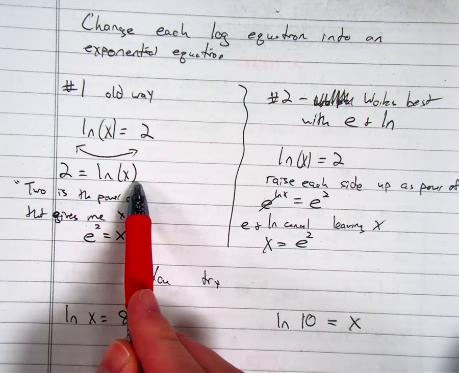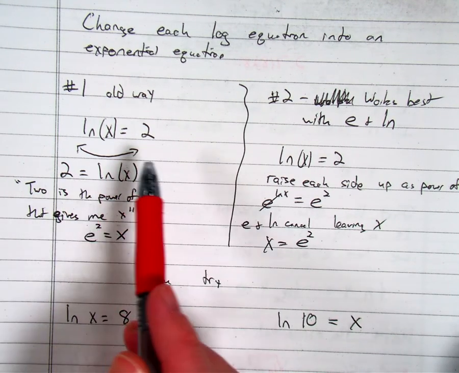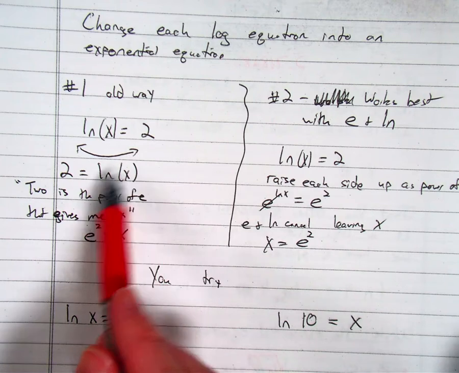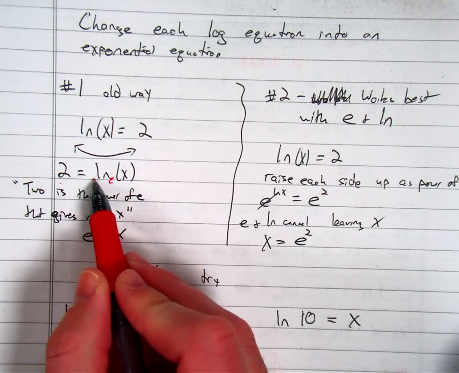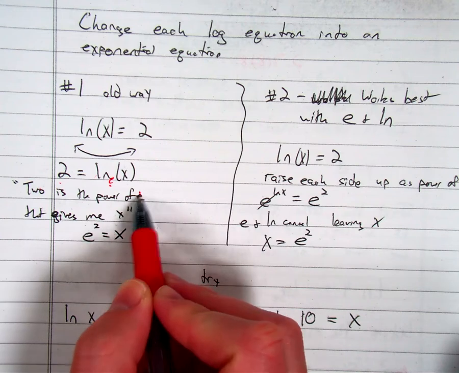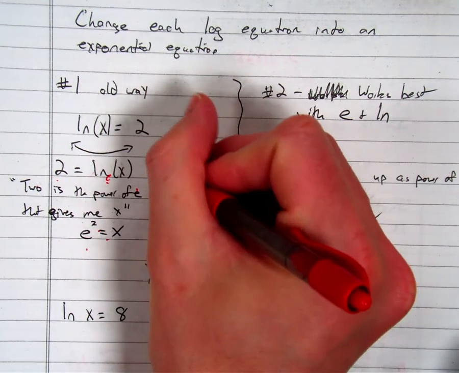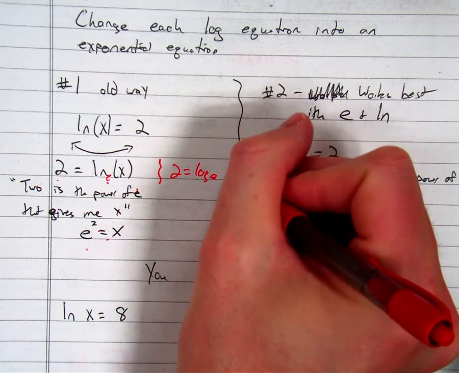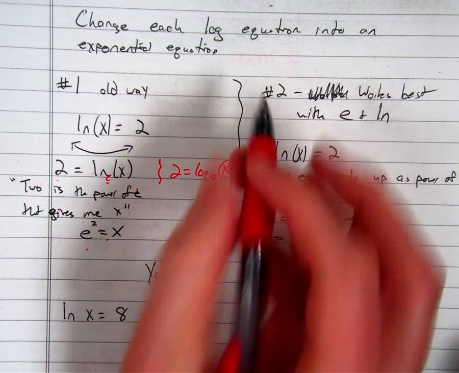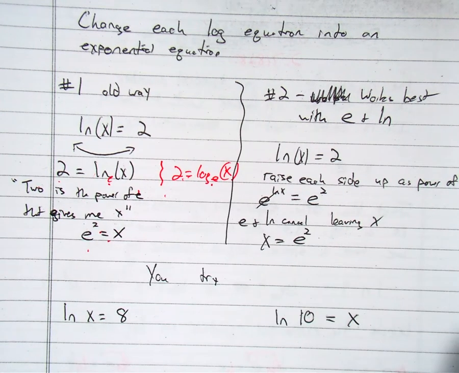And we could use our little saying to help us out. 2 is the power of e, because this is natural log or log base e. So 2 is the power of e that would give me x. So e to the second would equal x. Alright, because this is 2 equals log base e. That's what natural log means. So 2 is the power of e that gives me x. Okay?